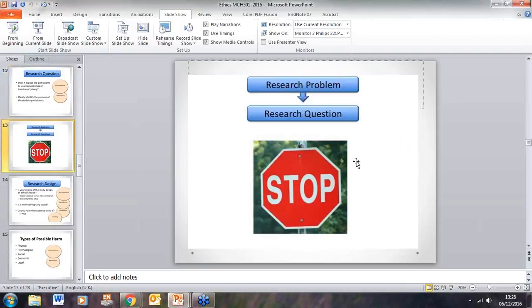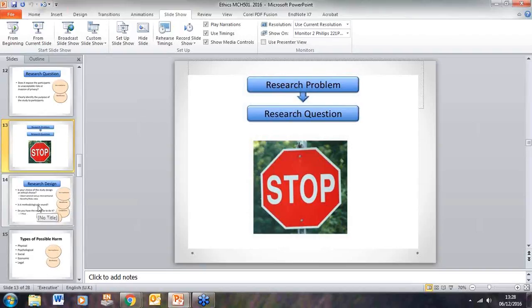So we need to stop and we need to think very carefully about the research problem or question that we're asking. And for your present assignment, this is where you're going to finish. You're going to ask the research question or make the research statement at the end of your assignment, and that's where you can finish. But you need to develop a research question or research statement that has ethical soundness.